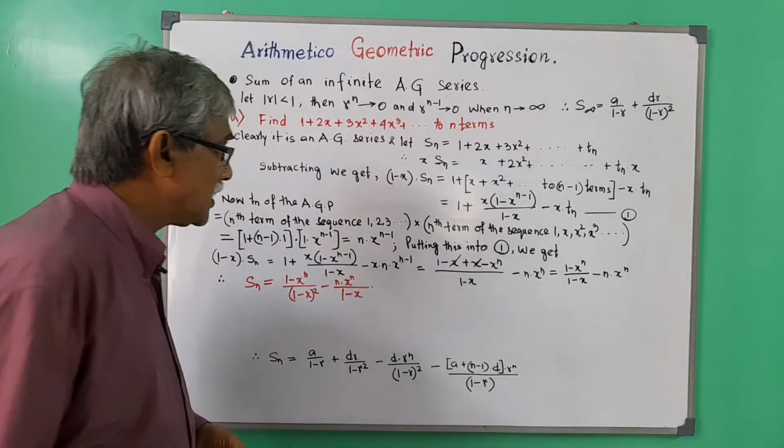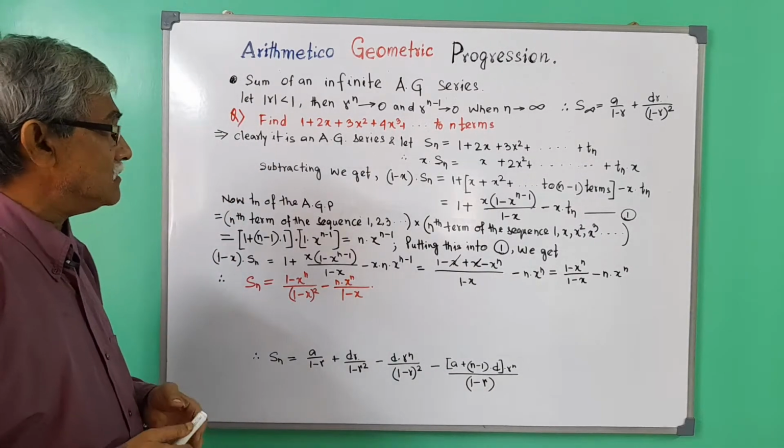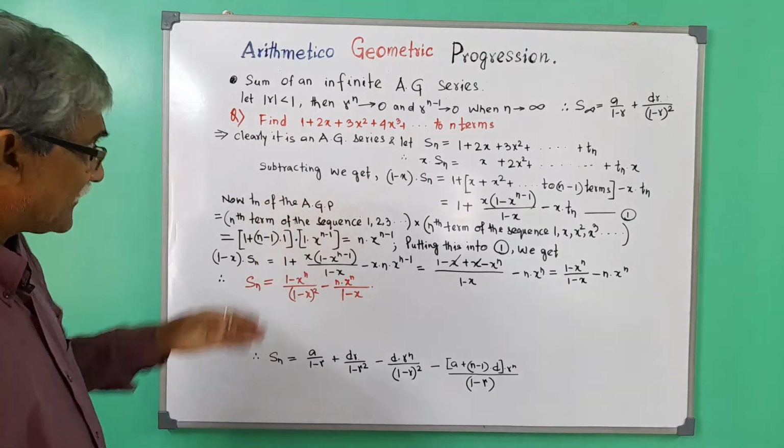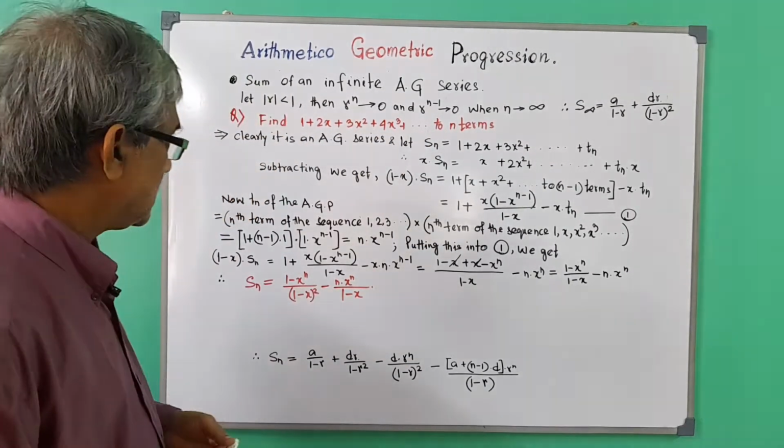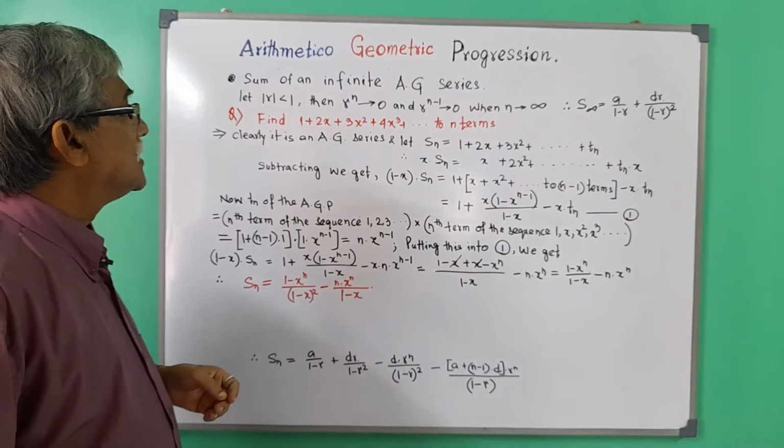Right? So easy. Now let us do some illustrative example. Find the sum of this series. The AG is given. So clearly it's an AG.